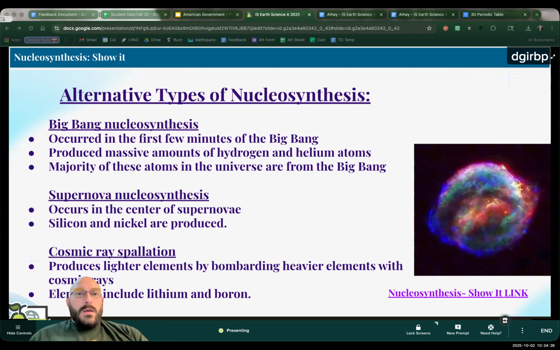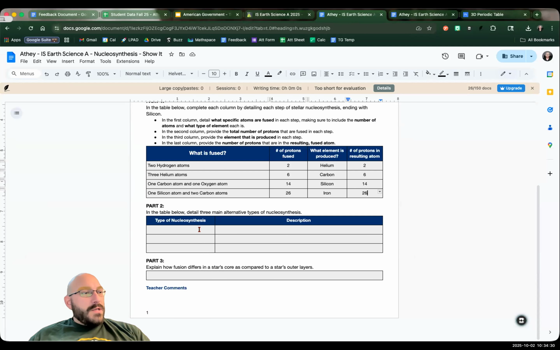Okay, so let's write those down on our slide. We've got the Big Bang nucleosynthesis, we've got supernova nucleosynthesis, and we've got cosmic ray spallation. I'll let you get those descriptions from your notes, right?